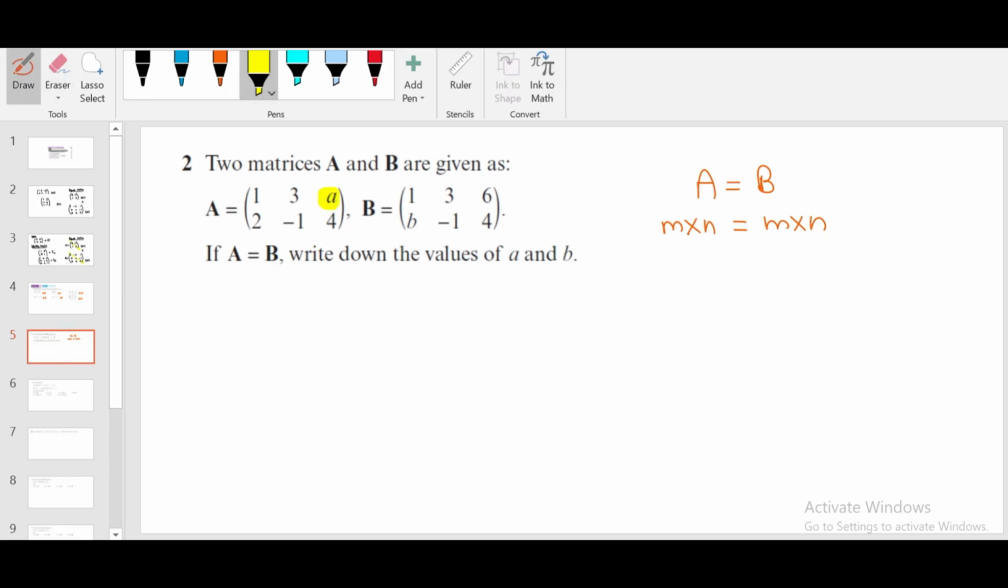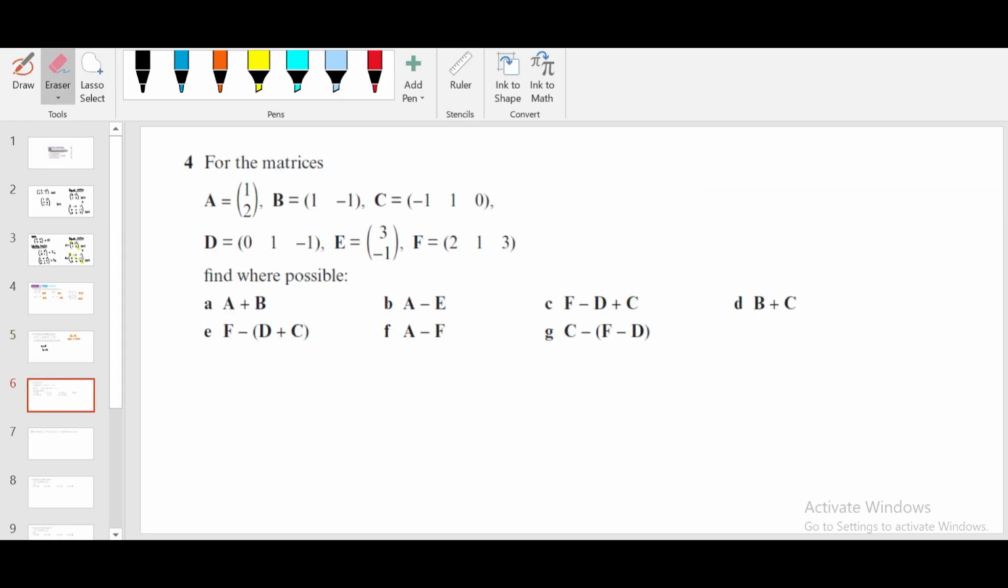And condition number 2, all the corresponding elements should be equal also. So in the place of A, you have 6, right? So A is 6. In place of B, you have 2. So if 2 matrices are equal, they will have the same order or size, and the corresponding elements will be the same also. So there is nothing to copy. Let's move on to the next question.